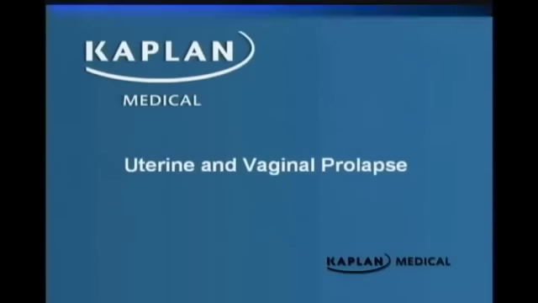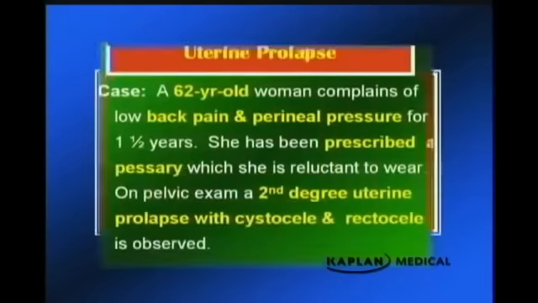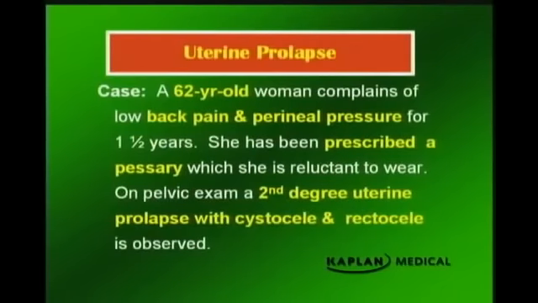First, uterine prolapse. Here's our case. A 62-year-old woman complains of low back pain and perineal pressure for 1.5 years. Now, she's 62 years old. Most likely, she is postmenopausal.